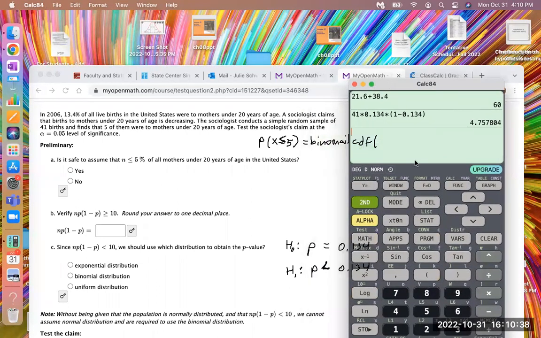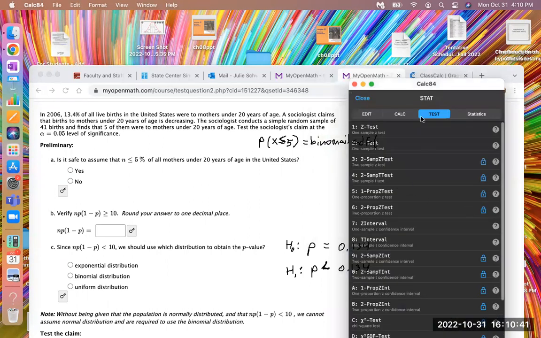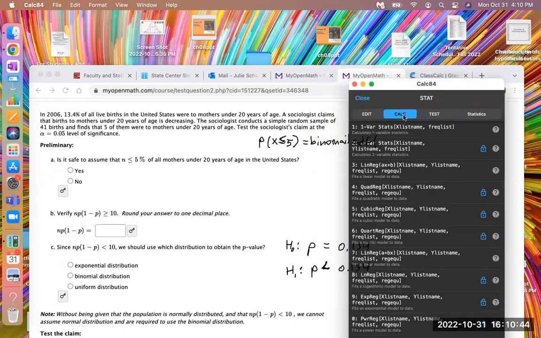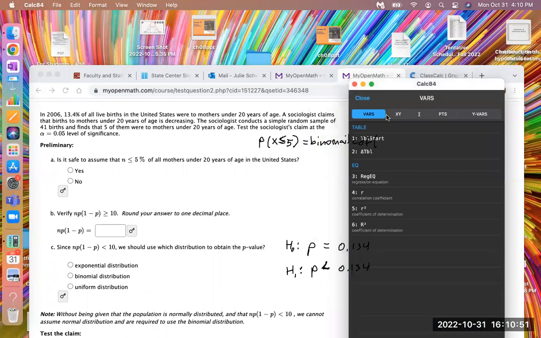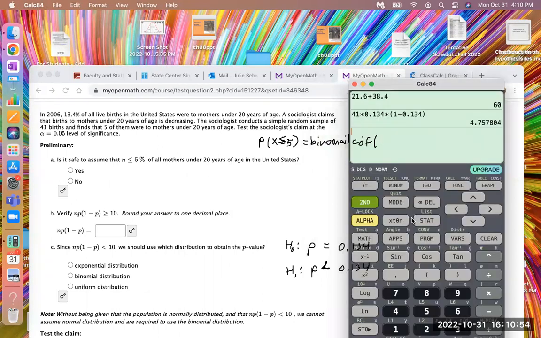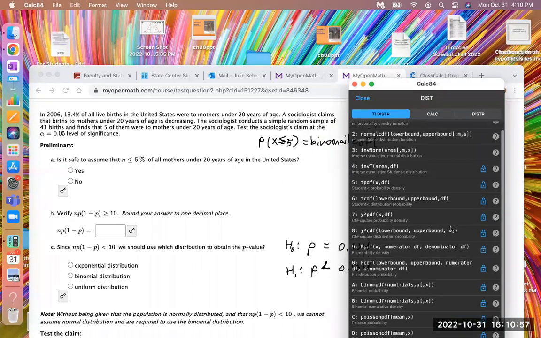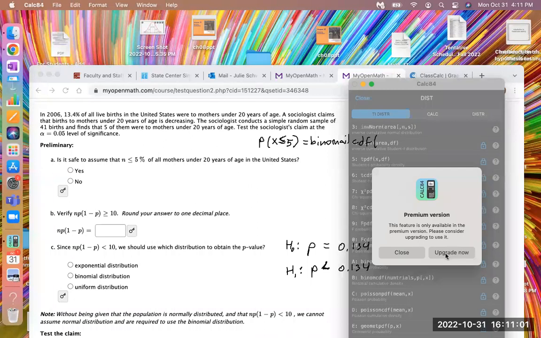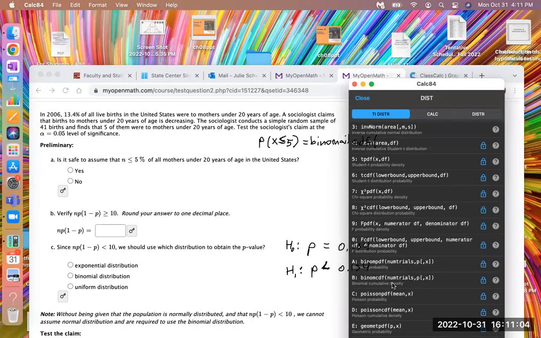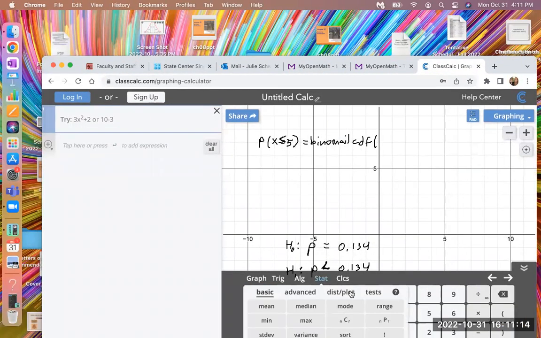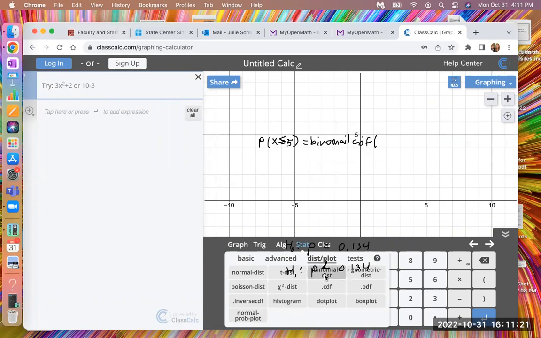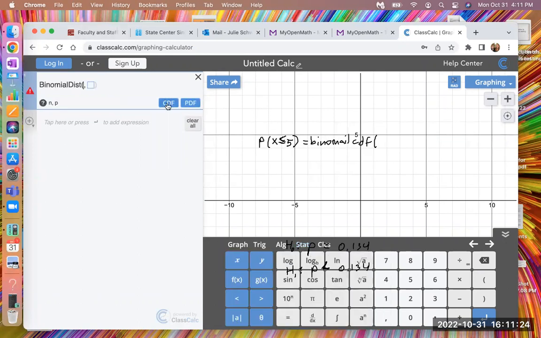So let's look at what we need. We go stats... I believe it's calculate. No, I think it's distribution. Sorry, second bars to get the distribution screen, and then binomial CDF. Oh, okay, it doesn't want to allow me to do that. So let's go to the class calculator, because I think that one will work for me. That's fine. So stats, distribution, binomial CDF.